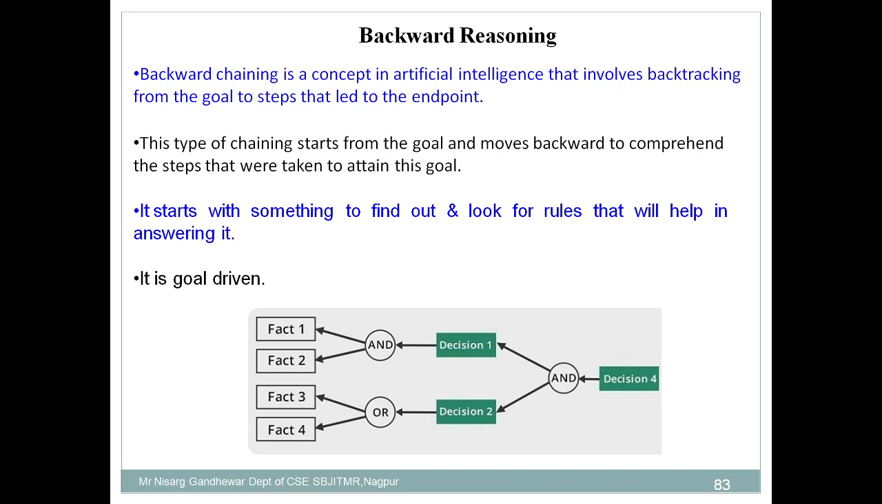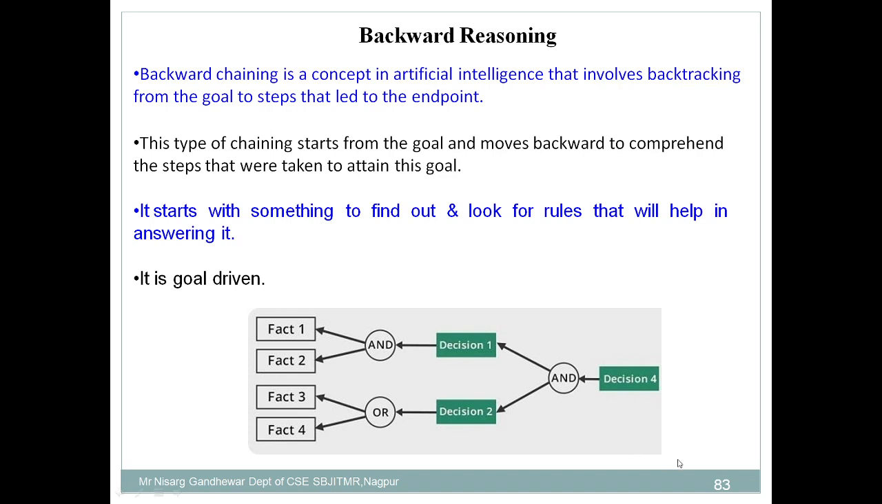So backward reasoning is a concept that involves backtracking from the goal to the initial state, and this type of chaining starts from the goal and moves in a backward direction to find out the steps that were taken to attain this goal. It starts with the goal and finds the rules that will help us answer the question: how do we reach the goal state?